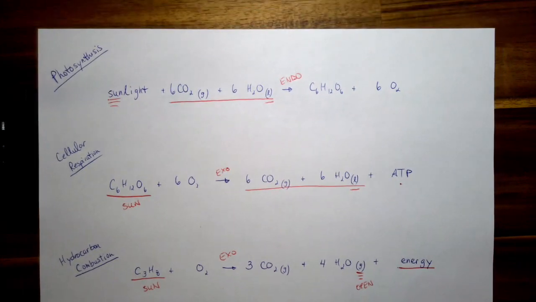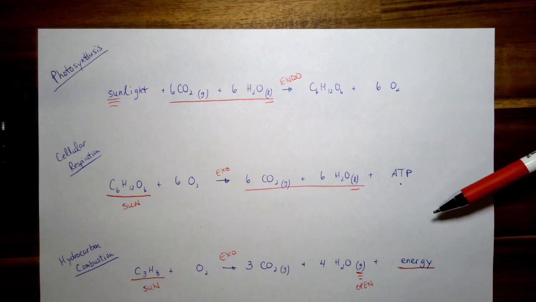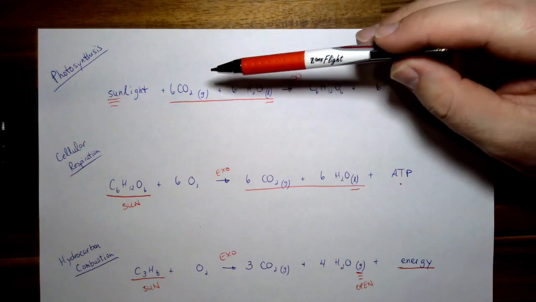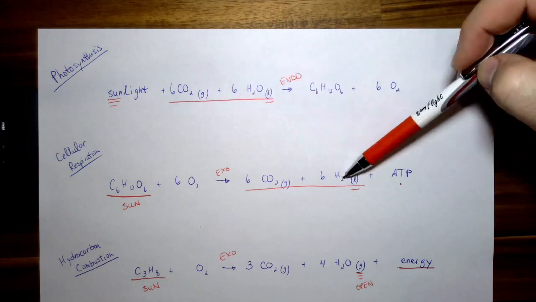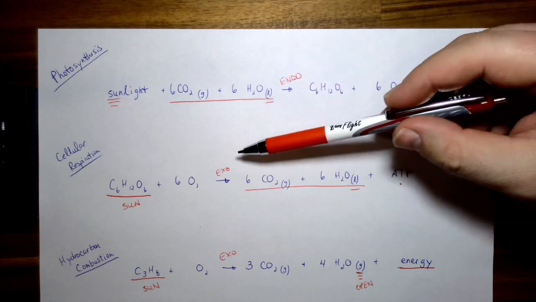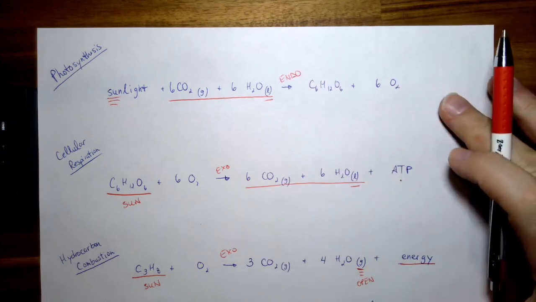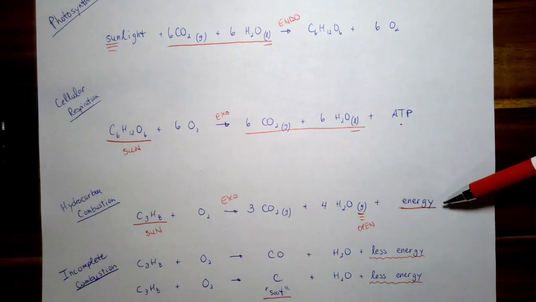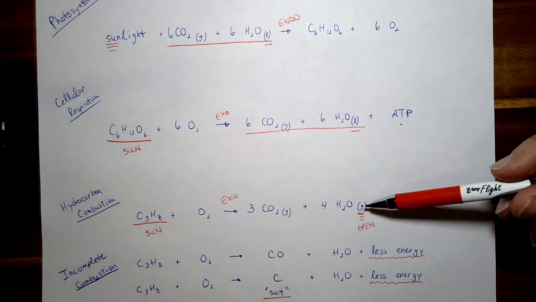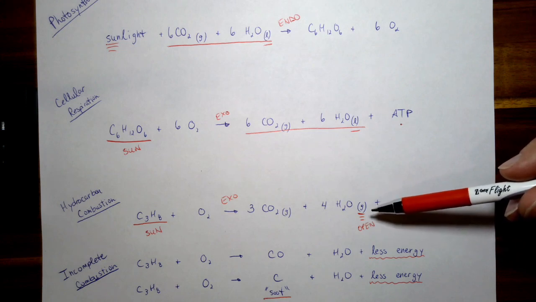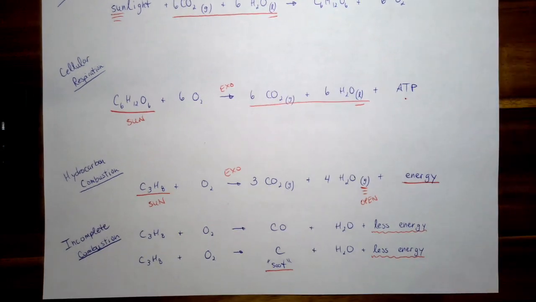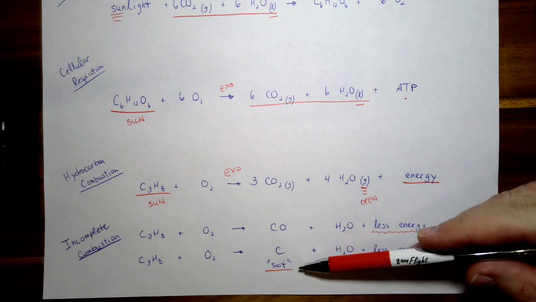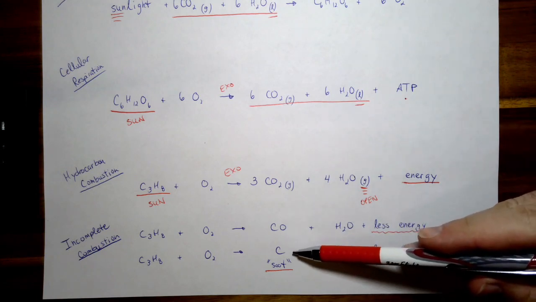Okay, so you need to know the reaction of photosynthesis, cellular respiration. You need to know the states of carbon dioxide and water as being gas and liquid. You need to realize that these are opposites. You need to know that photosynthesis is endo, cellular respiration is exo. Going down, you also need to know that hydrocarbon combustion is an exothermic reaction, and that water in this case is a gas, not a liquid in an open system. Okay, and then finally, it might be handy to know that incomplete combustion releases less energy, and one term that they can use to say that is soot, meaning the presence of carbon.